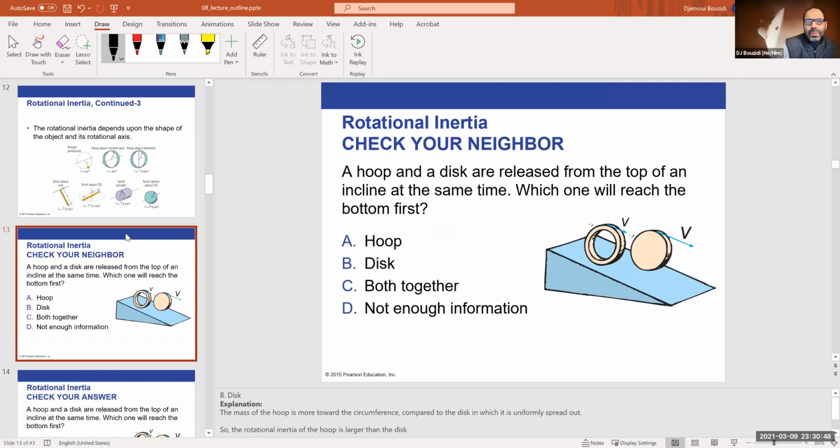Here is an example, and sometimes it's hard to quickly associate with. You have a hoop, which is like a ring, and you have a disc, which is full, okay? Both of them have the same mass. Both of them have the same radius. Which one would reach the ground first? Which one has less moment of inertia? Which one resists the change in motion more?